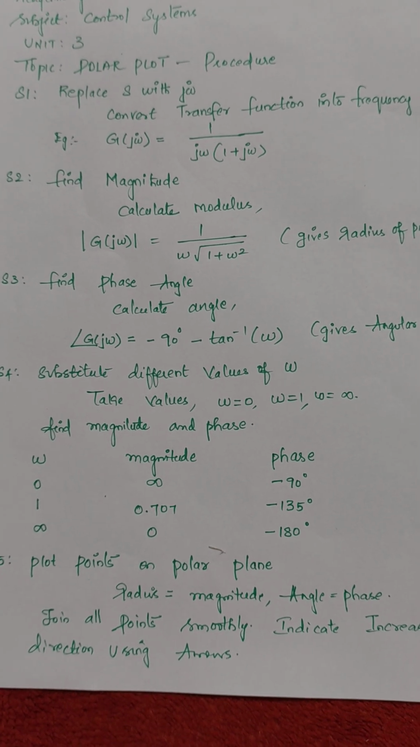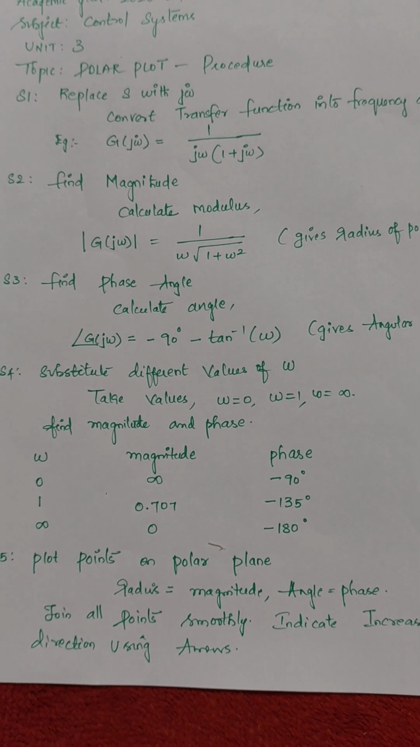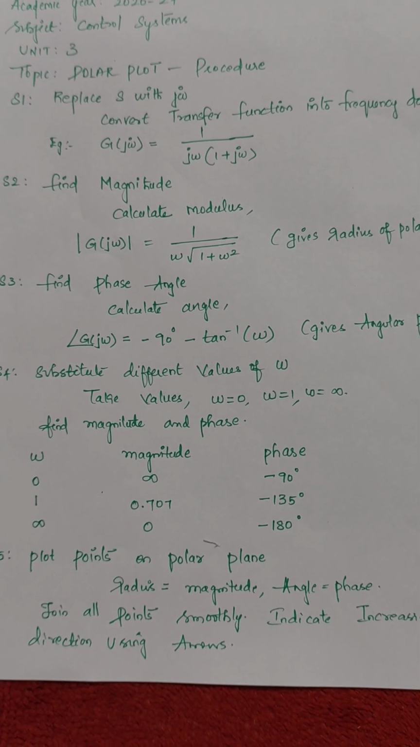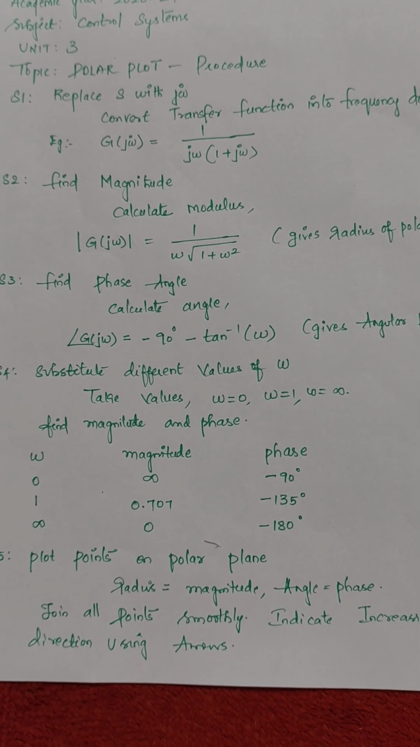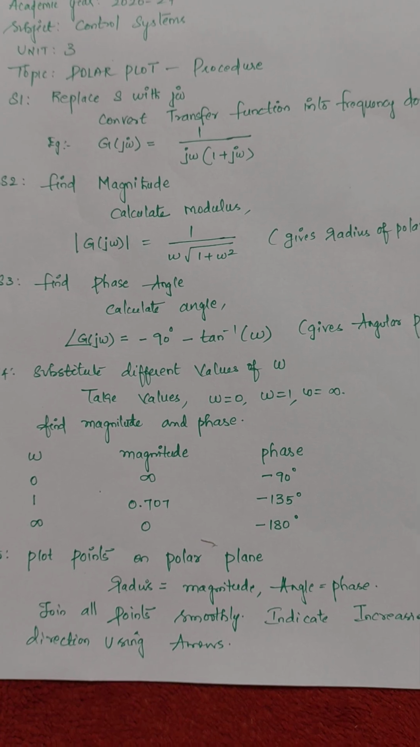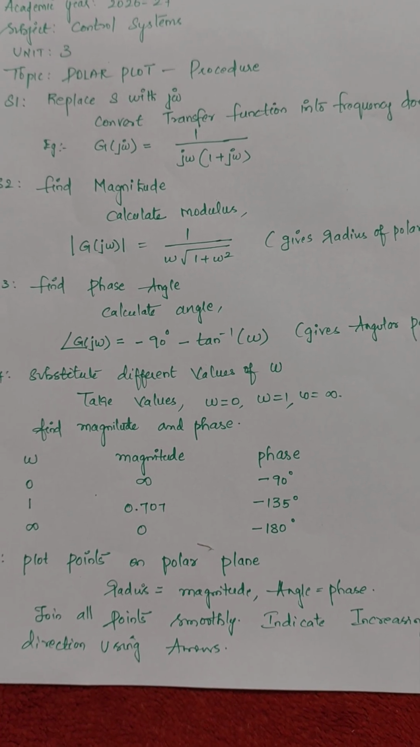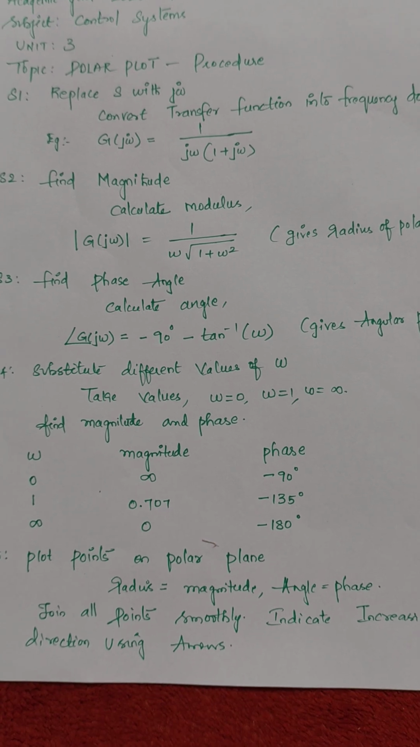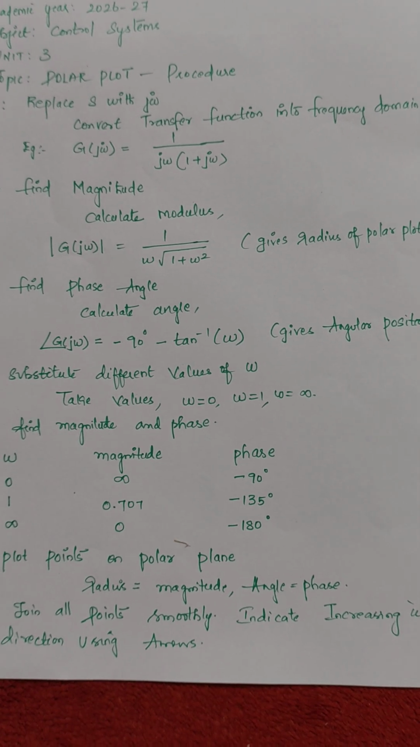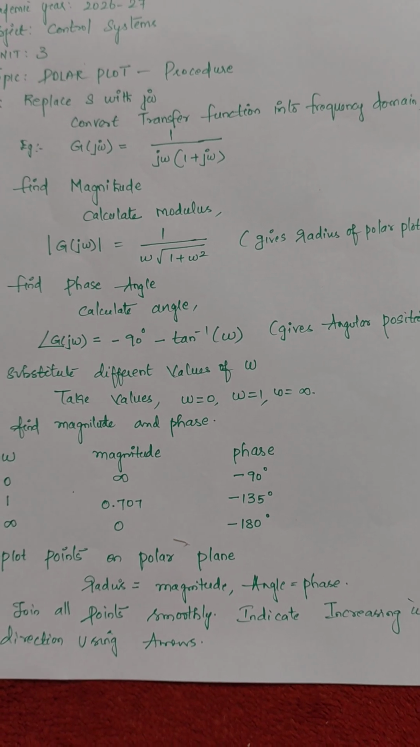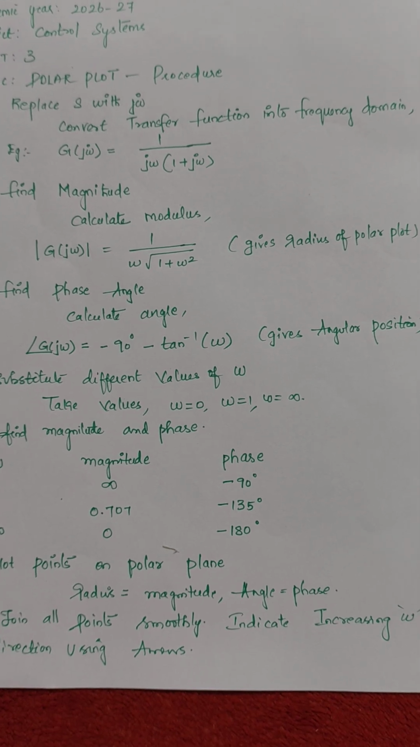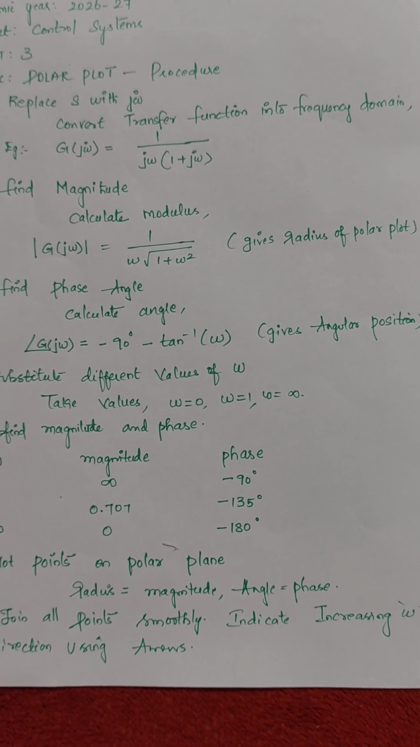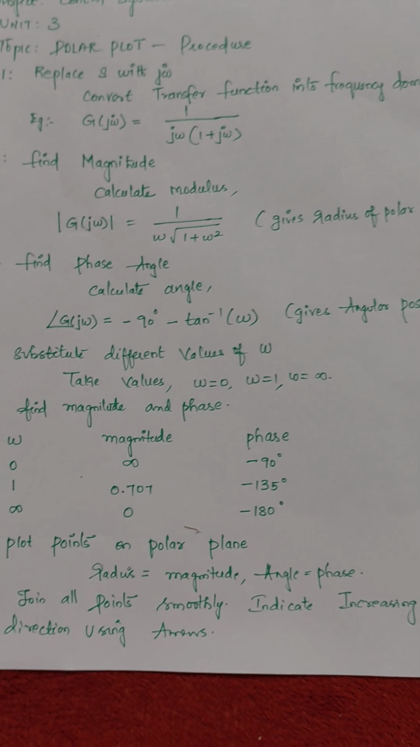You need to take the modulus, where modulus of G of j omega is equal to 1 divided by, from step number 1, G of j omega is 1 by j omega into 1 plus j omega. In step 2 you take the modulus, so 1 divided by omega root of 1 plus omega square. In step number 1 you are just replacing s by j omega, that's the frequency response. In step number 2, when you take the modulus, the output gives the radius of the polar plot.